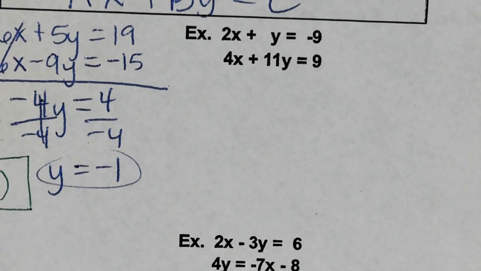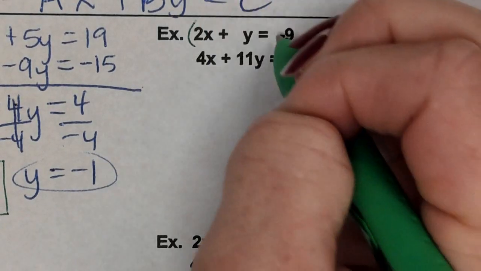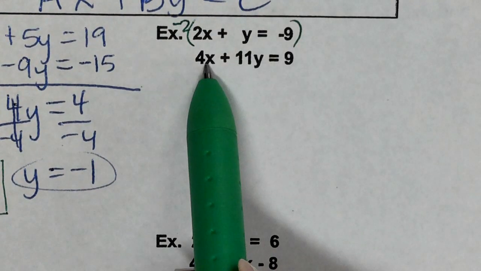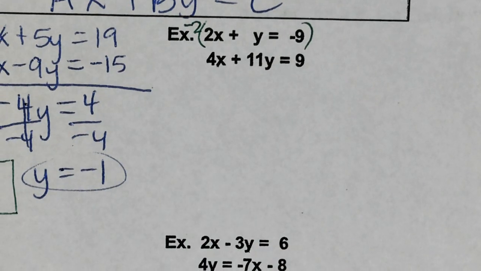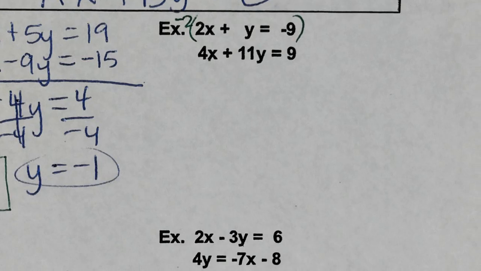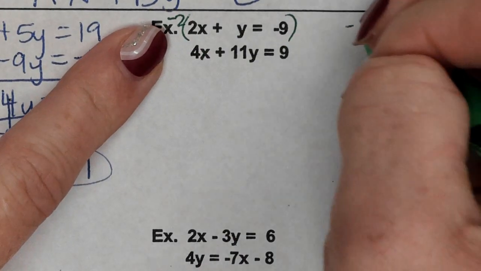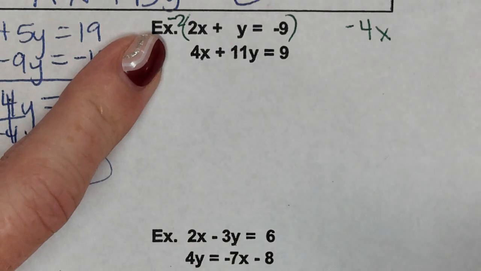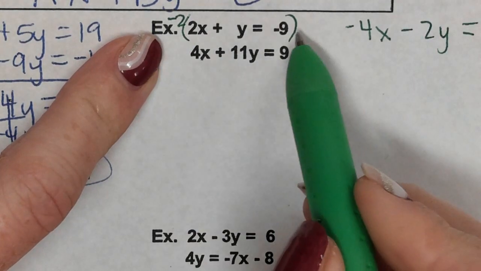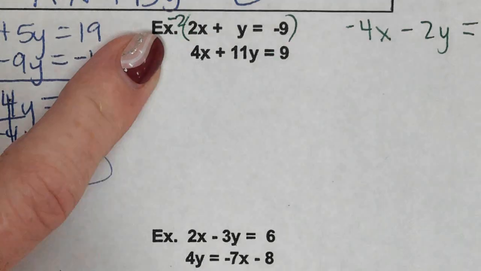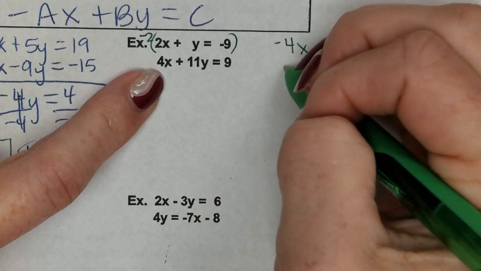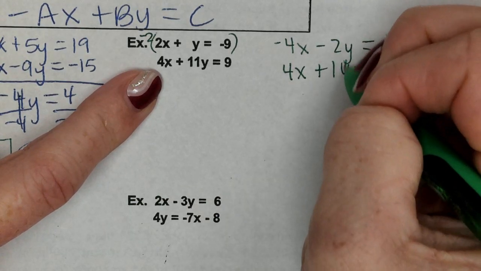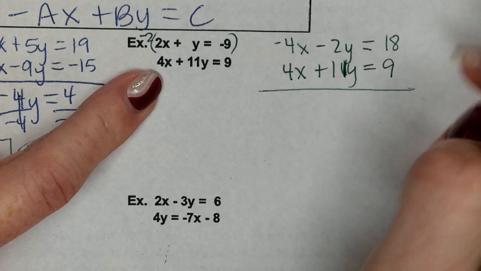So I'm going to choose to multiply the top equation by -2 so that I will have a 4x and a -4x that will eliminate. Does anybody have a question on what I'm doing or why I'm doing it? We're okay? All right, so -2 times 2x is -4x. -2 times y is -2y. And -2 times -9 is +18. And then on the bottom, I keep it the same. So I have 4x plus 11y equals 9.